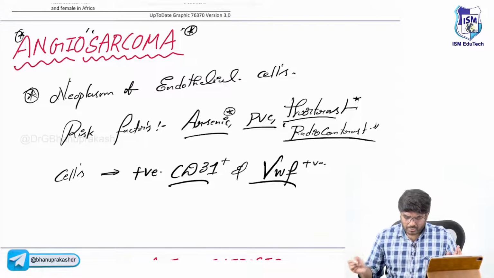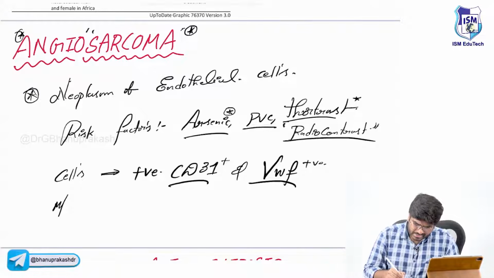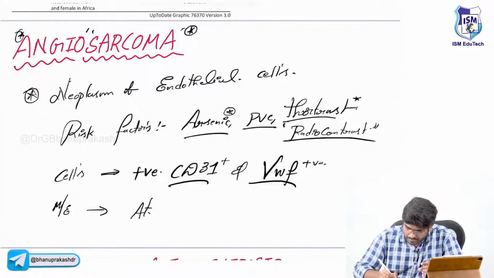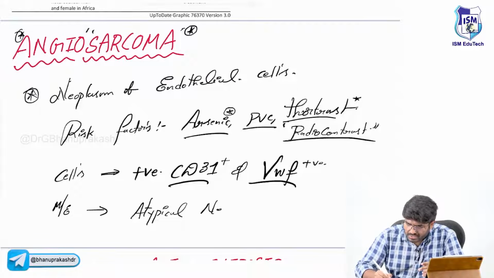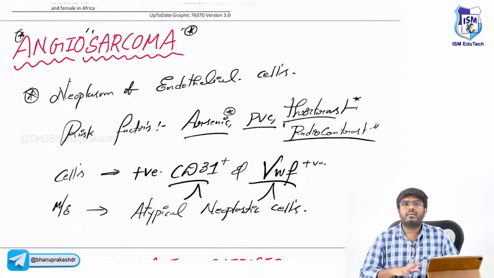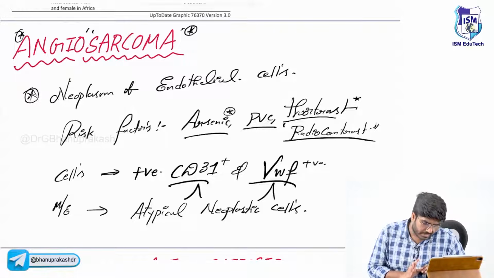On microscopic examination of this cancer, there is no proper pattern. Atypical neoplastic cells are seen, which are positive for CD31 and von Willebrand factor. With this, angiosarcoma is also completed, sir. Also we have discussed the different types of vasculitis, and the important tumors which you need to know for your exams: the benign tumors, the intermediate risk tumors and the malignant tumors, which are nothing but the cancers. We have seen the angiosarcoma.